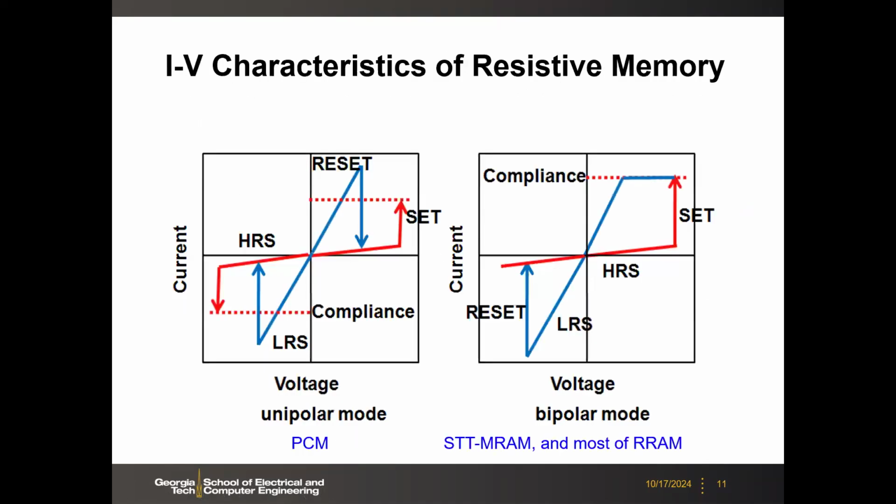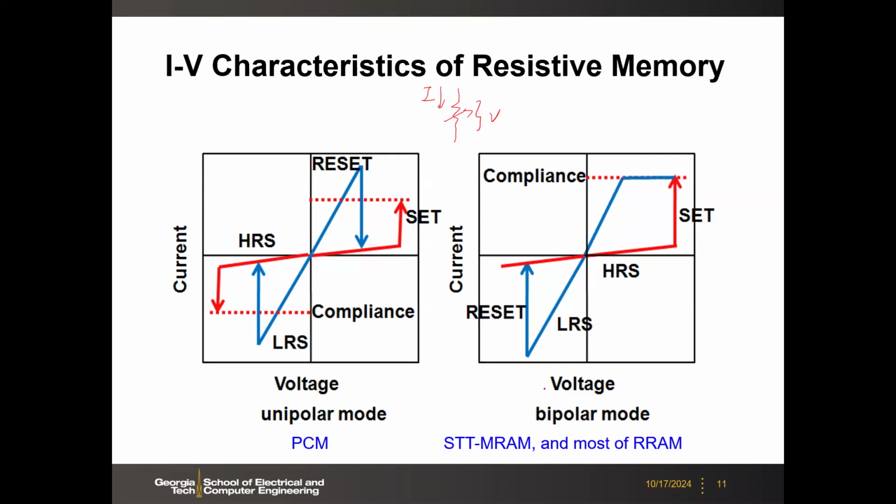So if you look at the IV characteristic, okay, in general, there are two kinds of IV. One is called unipolar, one is called bipolar switching. So here, because it's a variable resistor, right? Two-terminal device, you just measure the IV, voltage across that and then current through that. So then you have this kind of hysteresis in the IV.